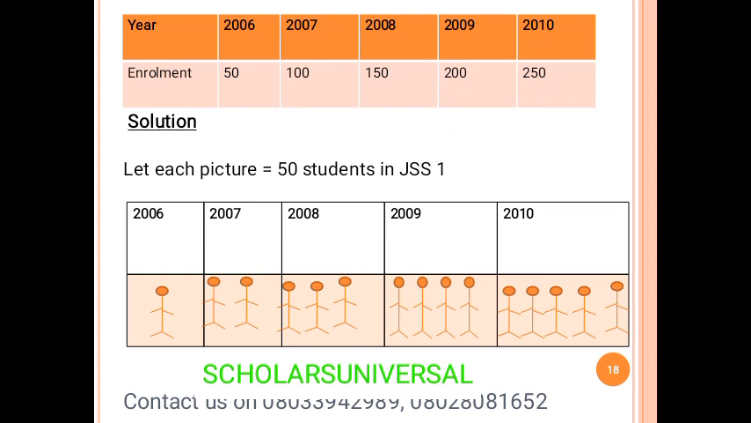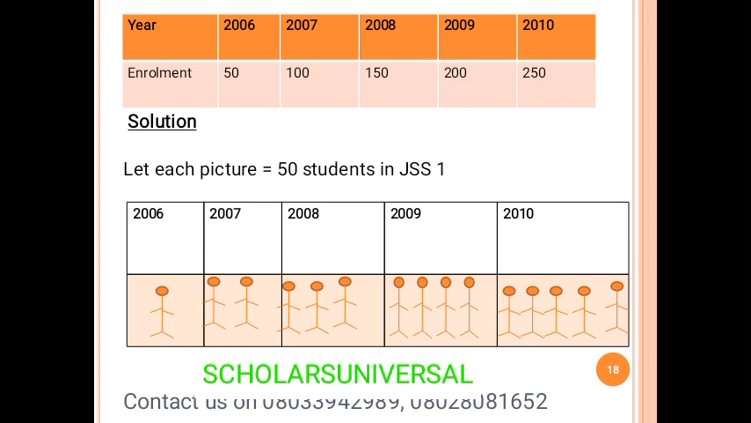So to make it easy, there is no way I will continue to draw this for like 50 times, 100 times, 250 times. It would make no sense. So now let's just scale it down. So let each picture be equal to what? 50 students in GSS 1. So where I see 50, it will be one picture that I will have there.